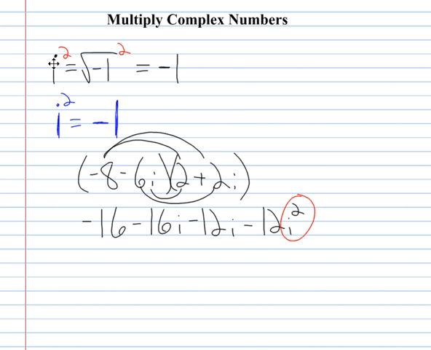So on my next step, I'm not going to write i squared. I'm going to rewrite that as a negative 1. So this next step is going to be a negative 16. Those can be combined to negative 28i. And then here we have negative 12 times i squared, which is times negative 1. And i squared turns into the negative 1.